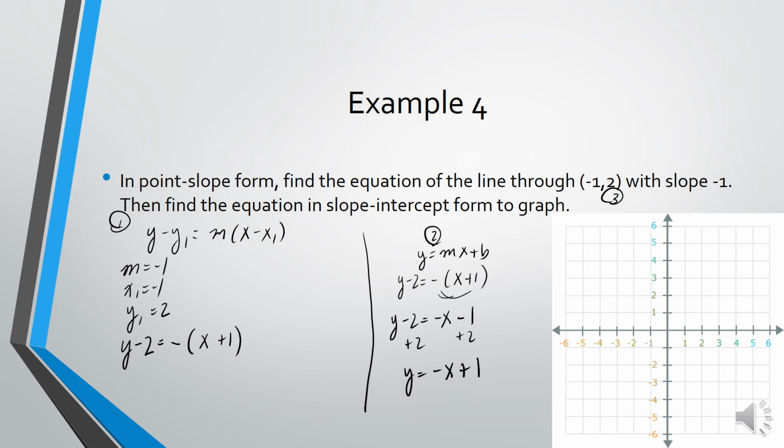Once I have it in slope-intercept form, now I can graph it pretty easily. So I'll start with my y-intercept. The y-intercept was 1. And my slope was -1, which is really -1 over 1. So that means rise -1, run 1. And we'll just connect those. So there's my line. Hopefully you can see that it's easier to graph from slope-intercept form than it is from point-slope form. So that's why we're actually doing this.